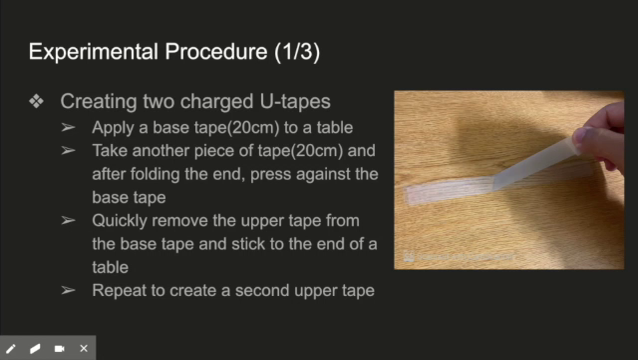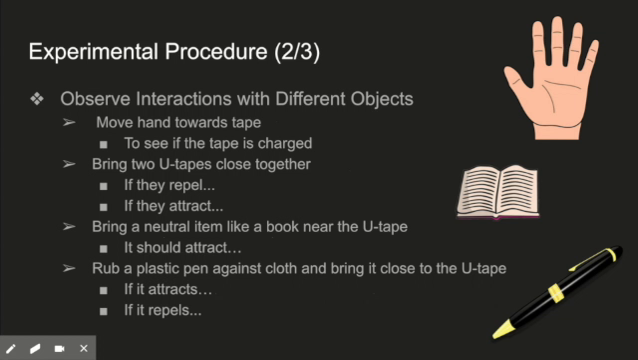So the procedure to make this experiment, you start off by making a U-tape by applying a base tape down on the table, and then creating an upper tape by folding the end of it and then ripping it off from the base tape to take the electrons and leave them in excess on the upper tape. The next part of the experiment is to observe the interactions that the charge tape has with different objects.